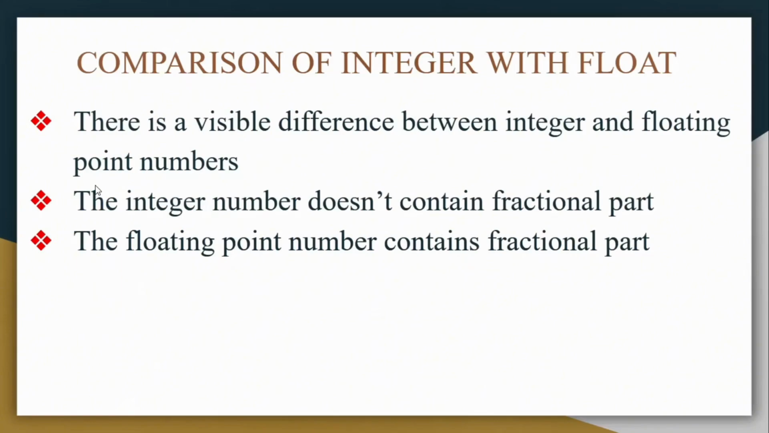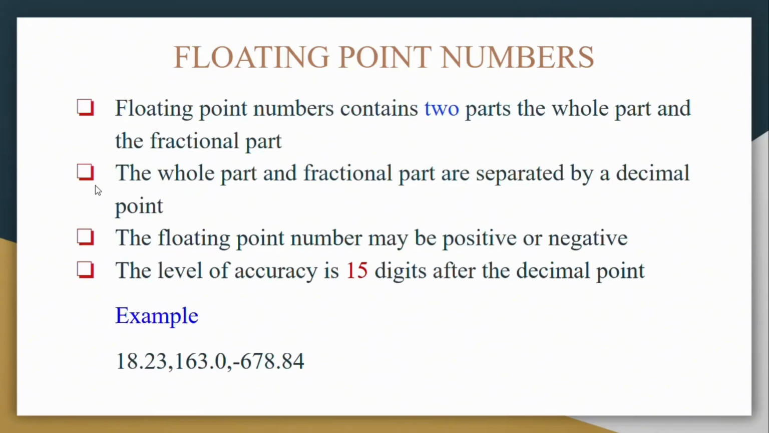The integer number doesn't contain a fractional part. The integer number contains only the whole part. The floating point number contains both the whole part as well as the fractional part. In floating point numbers, the whole part and fractional part are separated by a decimal point. The floating point number may be a positive number or a negative number.